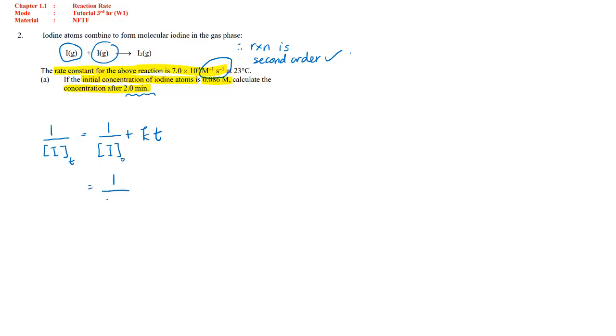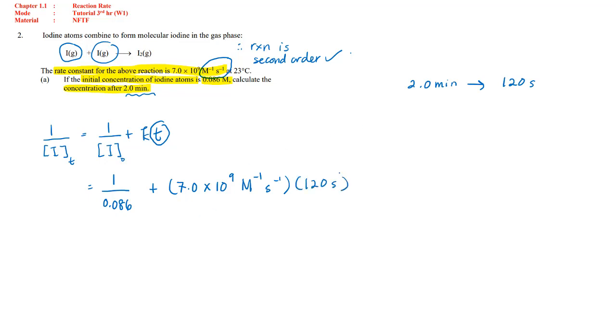The 1 over initial concentration is 0.086 molar. Okay. Plus. Okay. The rate constant is 7.0 times 10 to the power of 9 per molar per second. Okay, time stated in the question 2.0 minute, but the unit of time in the rate constant is per second. So convert 2.0 minute to second. So it is 120 second. Alright, okay. So times 120 second. So second and per second is cancelled out.